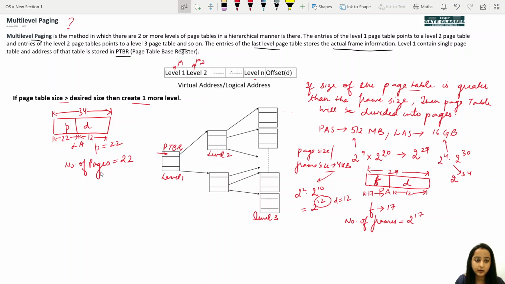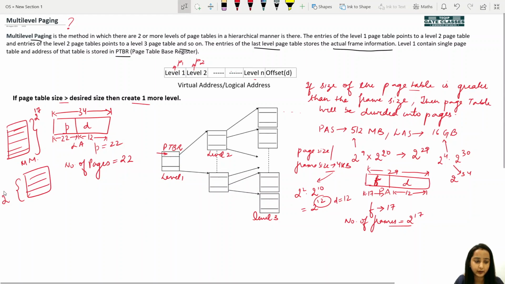So see, now I have the number of frames. If I talk about the main memory, it will contain the number of frames. What is the value? 2 raised to power 17, because here the number of frames is 2 raised to power 17. If I talk about the main memory scenario, and how many pages are there? Pages will be 2 raised to power 22. And what is the size of each page? It is given as 4 KB.